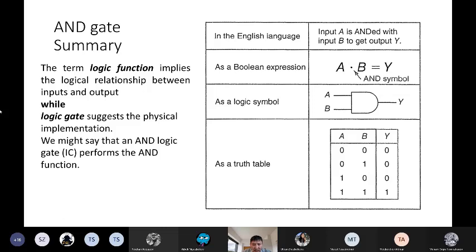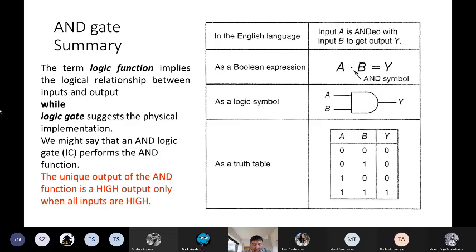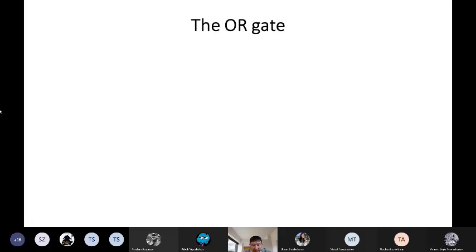Okay, so we're done with the simple AND gate, and next what you should know is that the unique output of the AND function is a high output only when all inputs are high. It doesn't matter how many inputs we have. For an AND gate, the unique output will be 1 only when all of the inputs are high. So it is some feature of the AND gate.